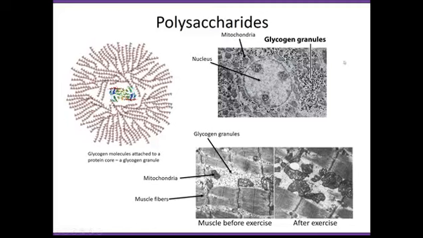Here's another cell, another image. This is a different cell. I think this is actually a liver cell in this particular picture. Here's the nucleus of the liver cell. Here's a couple mitochondria here, and then you can see those dark little black glycogen granules in there.